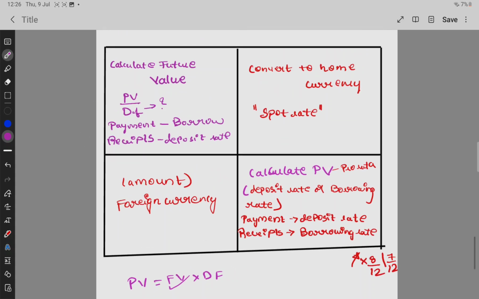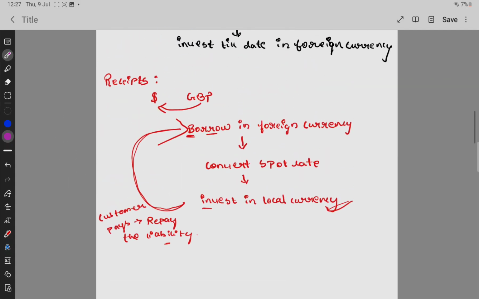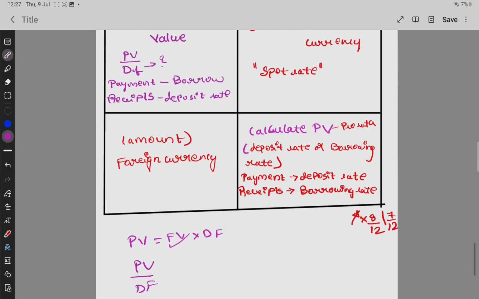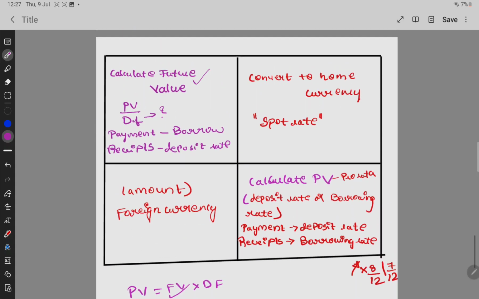That's all. So easy. First you have the foreign currency. You will calculate the present value. Now for present value, what discount rate will I use? First foreign currency, the first step. What am I doing with my foreign currency in the scenario of payments? I am investing in foreign currency because I have to get the foreign currency so that I can pay. Correct. So use the deposit rate. In receipt situation, what am I doing with the foreign currency? I am borrowing, so it's a borrowing rate.